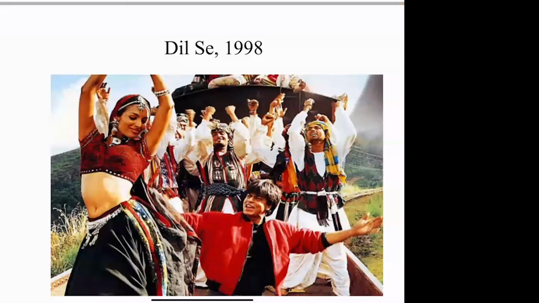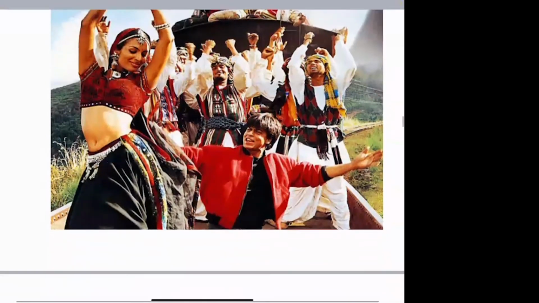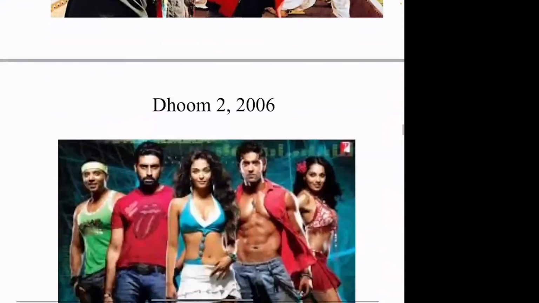So you will see males and females, excuse me, something just fell, sorry. Females and males coming and dancing on screen. And this particular film was a mega hit, like a global hit. It became a huge hit in the UK. And this song is called Chhaiya Chhaiya. This song was recorded on top of a mountain, on top of a train, and people were dancing on top of the train as it was moving.